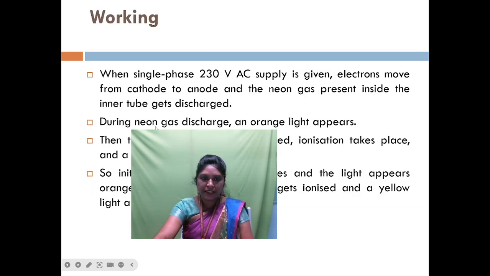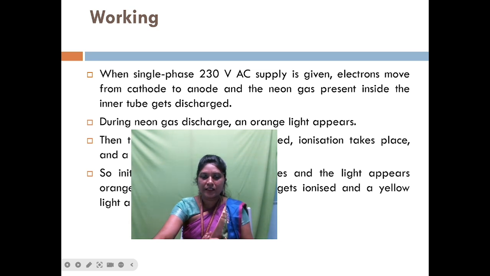So now we can see the working. When the single phase 230 volt AC supply is given, electrons start to move from the cathode to the anode and the neon gas present inside the tube gets discharged. Initially we filled it with neon and sodium gas. Initially the neon gas gets discharged, so at the initial stage orange color light appears.